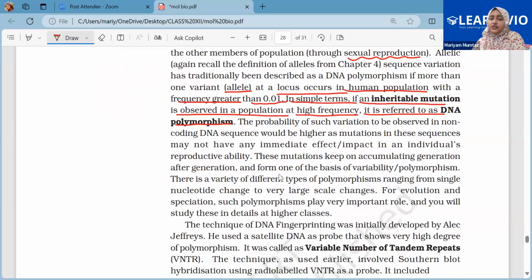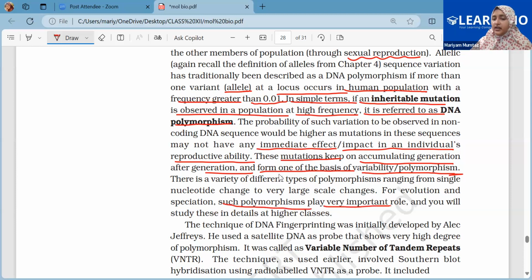The probability of such variation to be observed in non-coding DNA would be higher, as mutation in these sequences may not have any immediate effect or impact on an individual's reproductive ability. These mutations keep on accumulating generation after generation and form one of the bases of variability or polymorphism. There is a variety of different types of polymorphisms, ranging from single nucleotide change to very large scale changes. For evolution and speciation, such polymorphisms play a very important role, and you will study these at higher classes.